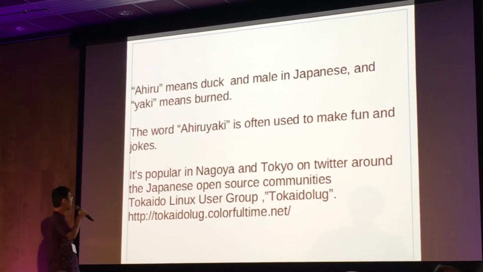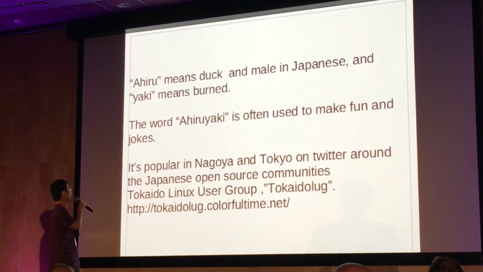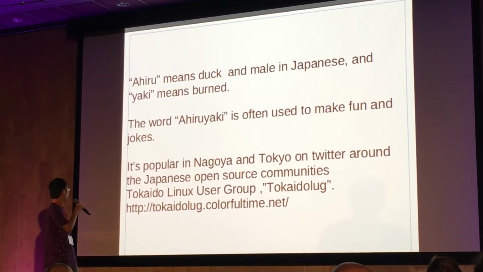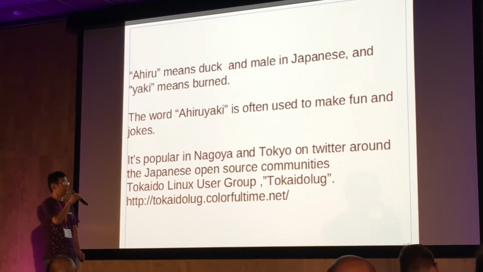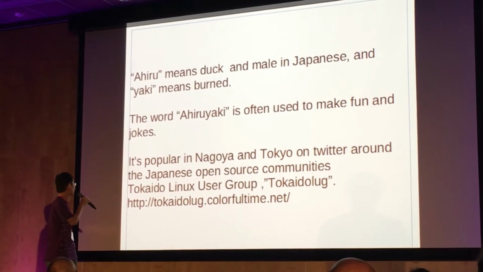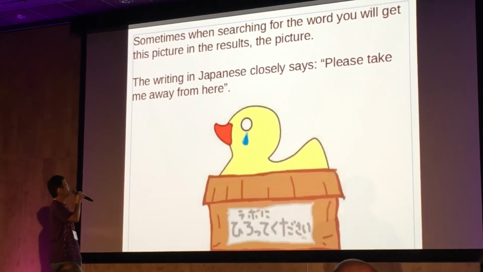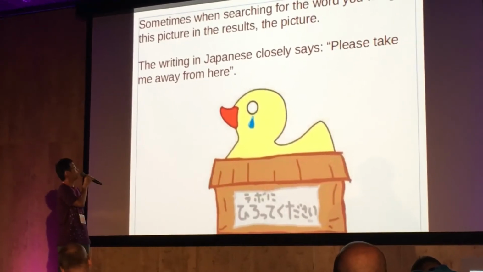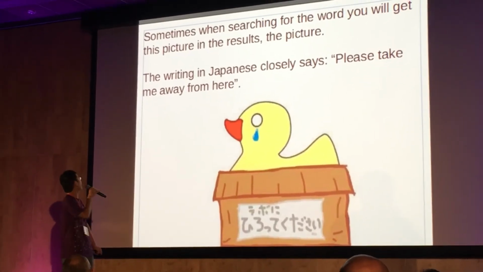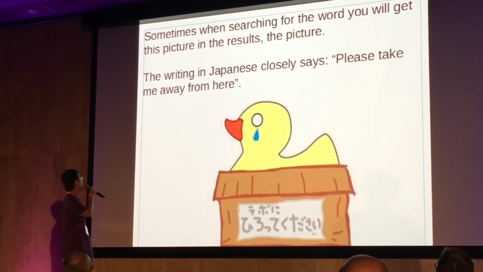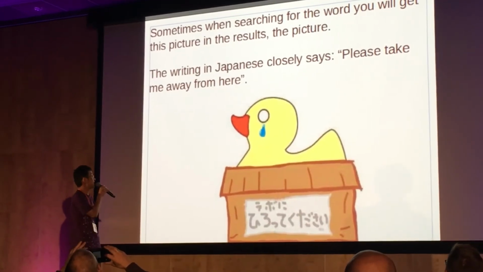It's popular in Nagoya and Tokyo and on Twitter around the Japanese open source communities, the Tokaido Linux user group, Tokaido Lab in Japanese. Sometimes when searching for the word, you get this picture in the results. The writing in Japanese closely says, please take an eye for here. Okay, I'd like to explain.